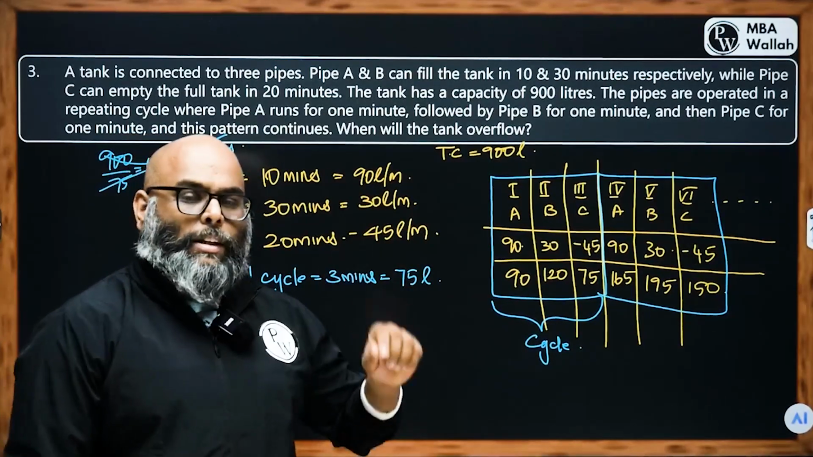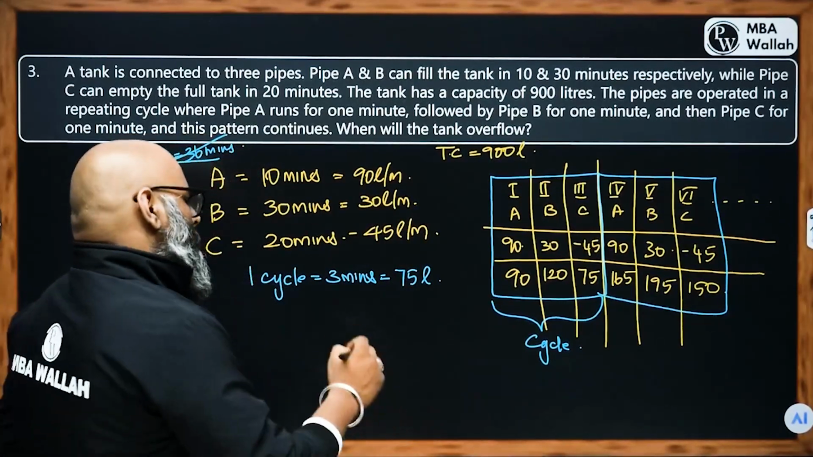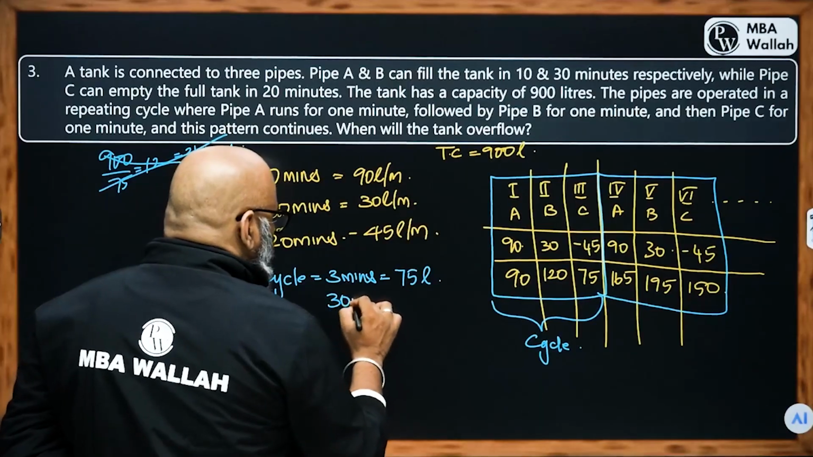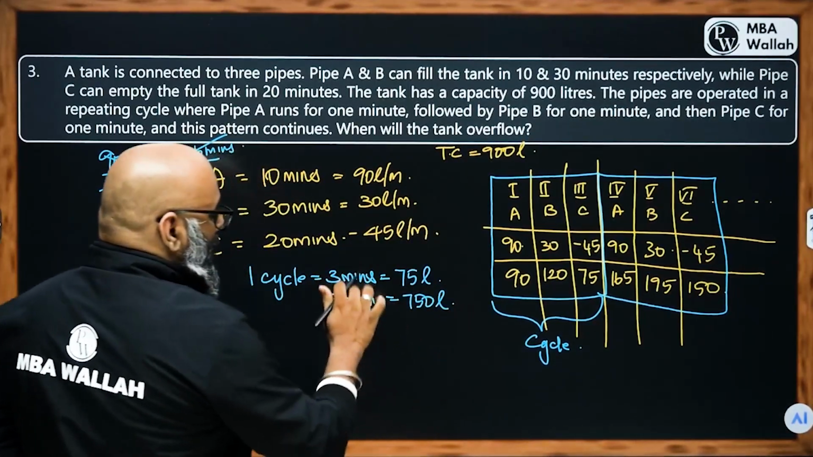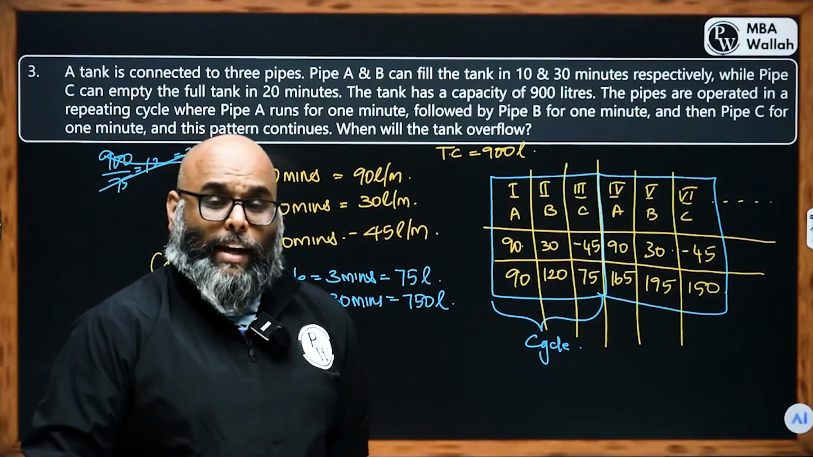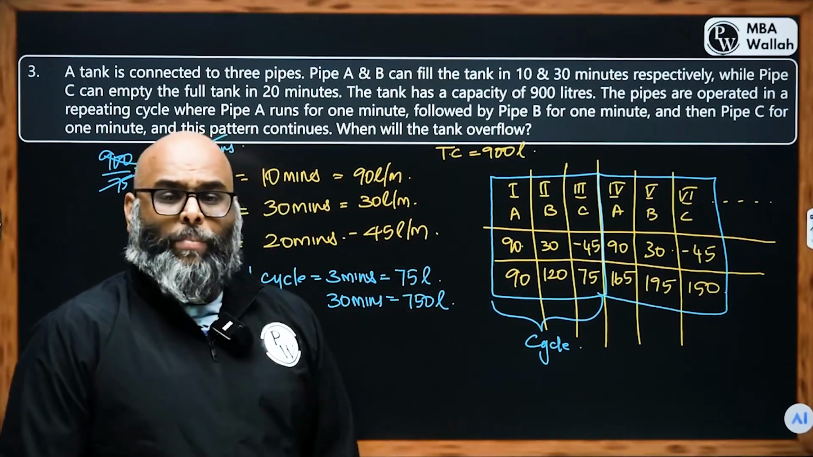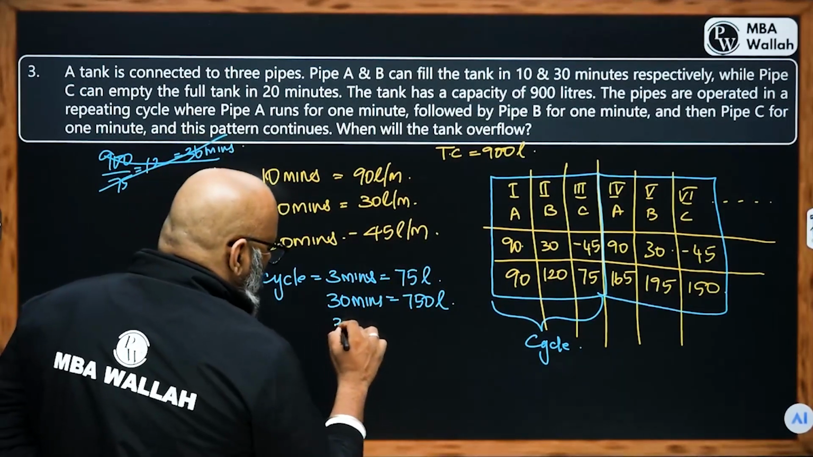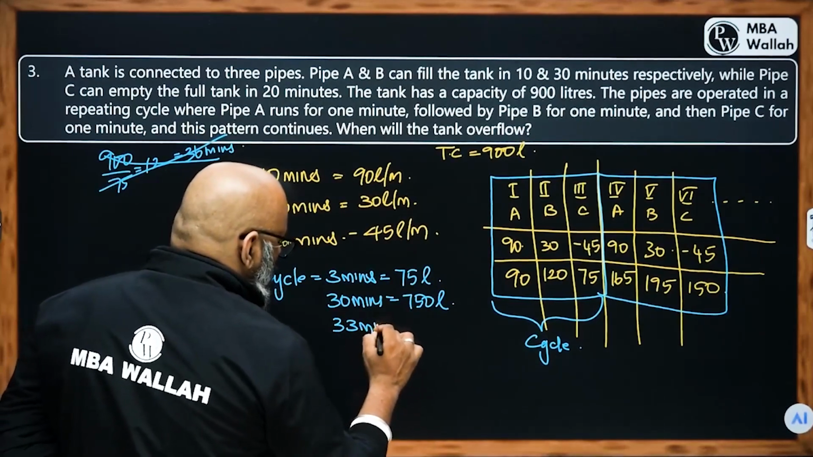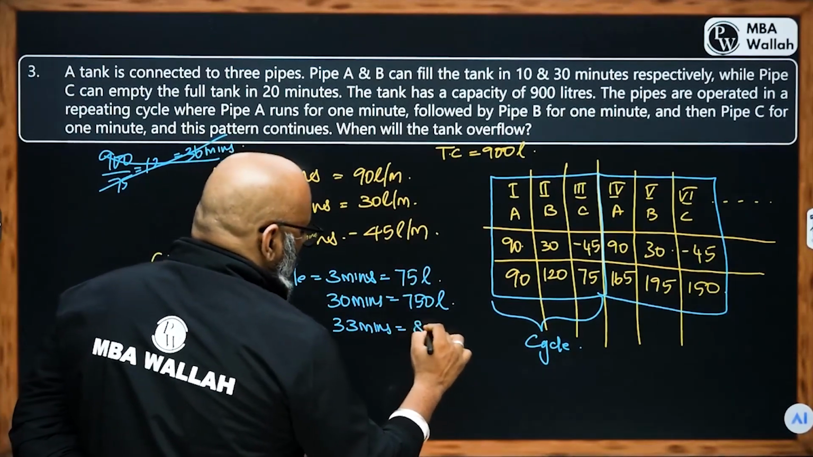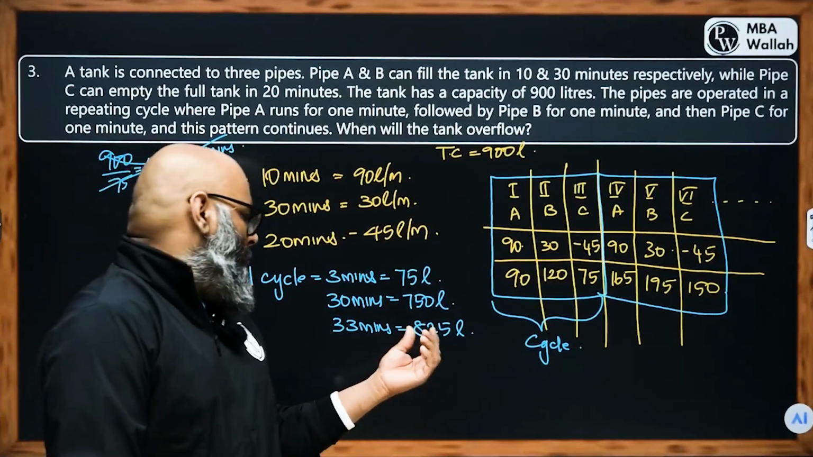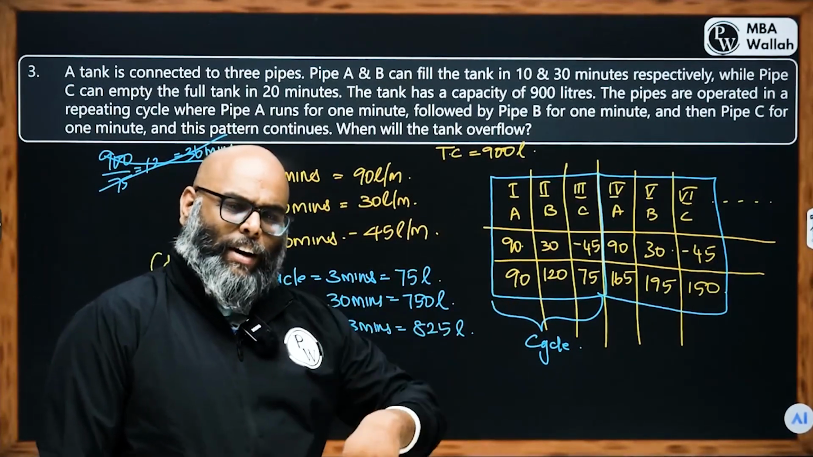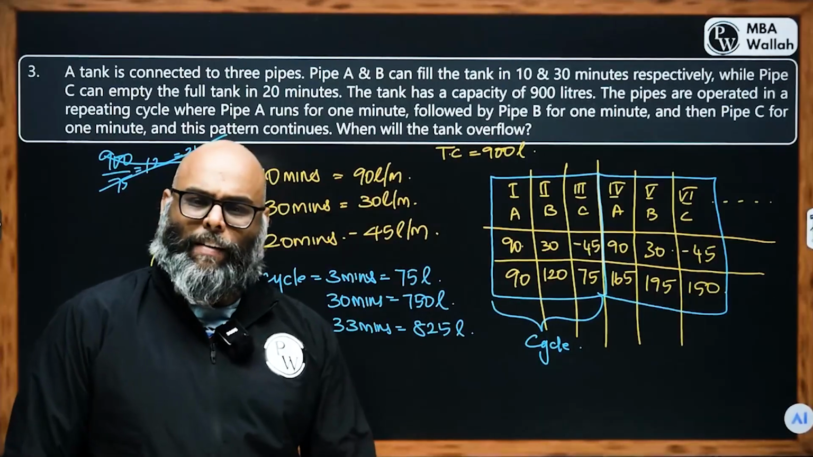So for every 3 minutes, I'm getting 75 liters. So at the end of the 30th minute, 30 minutes over, you would have gotten 750 liters. Why? 30 minutes is 10 cycles, so 75 into 10. At the end of 33 minutes, I would end up with 825 liters, right? From 825, it would have been 870, again 45 liters down, it would have come to 825.